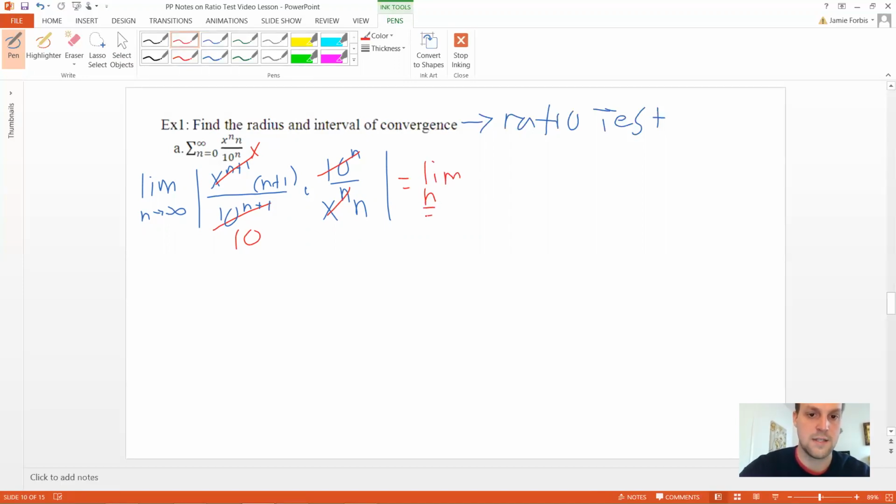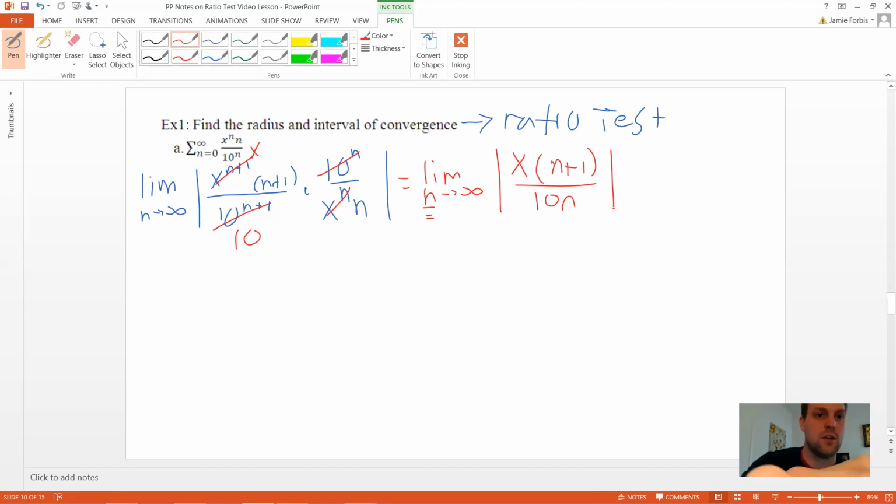As n is approaching infinity of the absolute value of what we're left with on top, which is x to the n plus 1, over, what's on the bottom? 10 to the n, is that right? Now, I am taking the limit of this as n is approaching infinity. n, not x. n is approaching infinity.